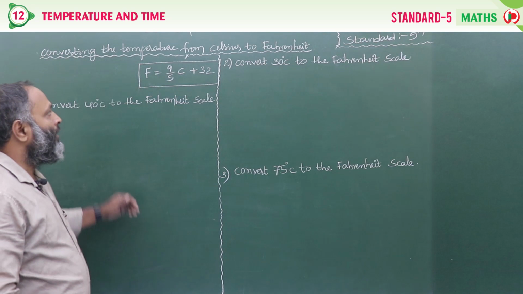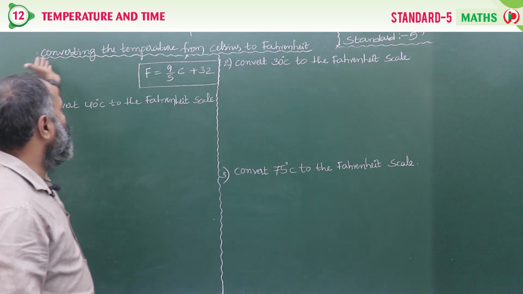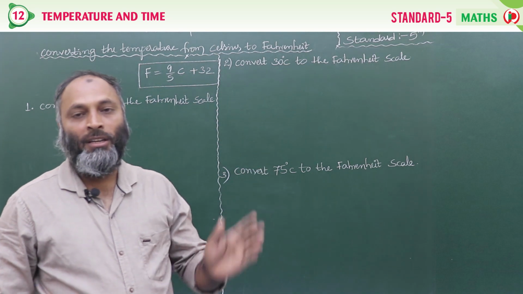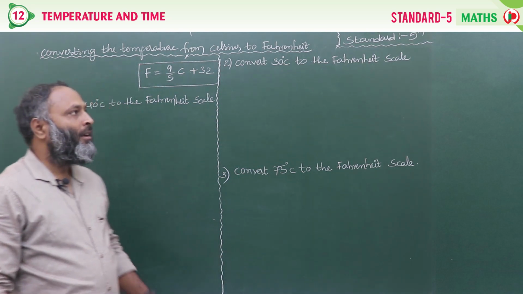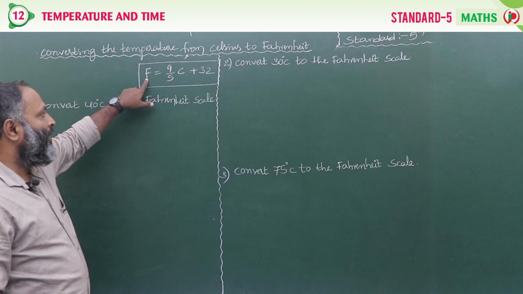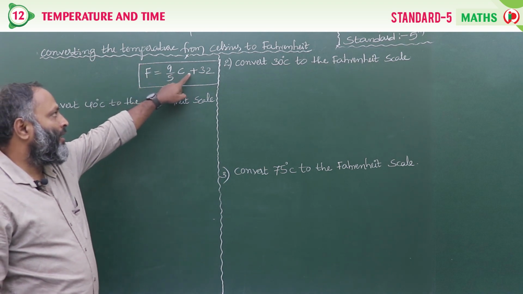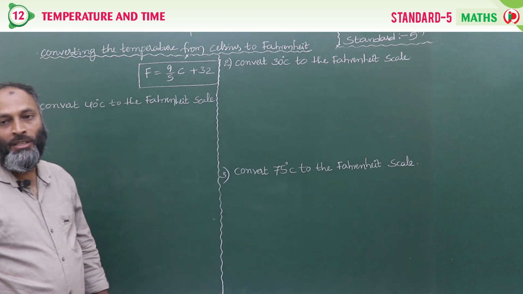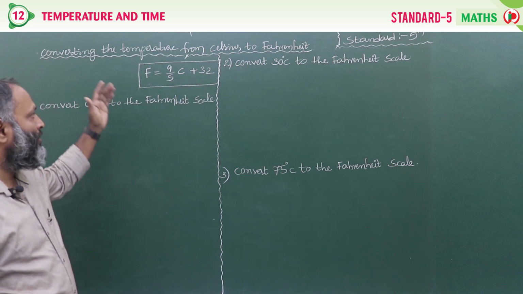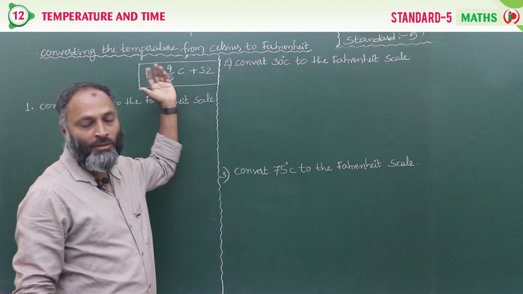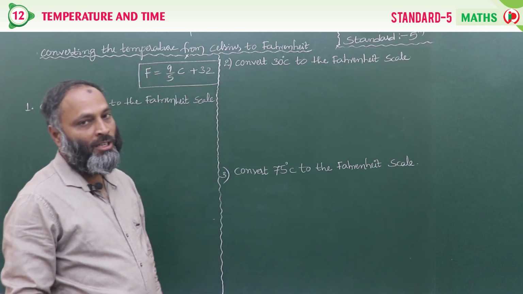Okay, so now the concept of converting the temperature from Celsius to Fahrenheit. How to convert degrees Celsius to Fahrenheit? Here the formula is F is equal to 9 by 5 into C plus 32. This is the formula to convert degrees Celsius to Fahrenheit. This formula you should remember.